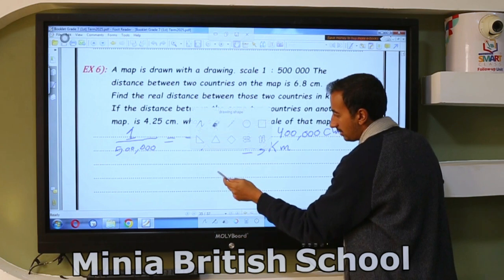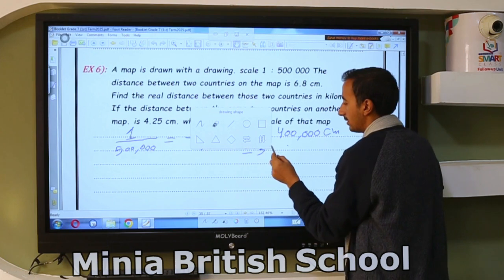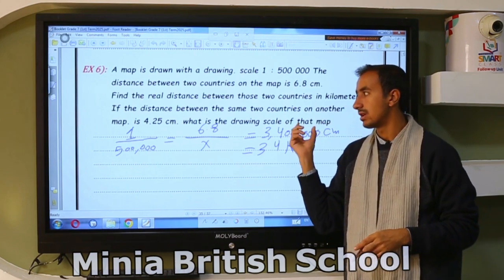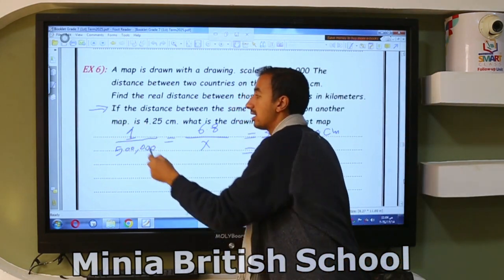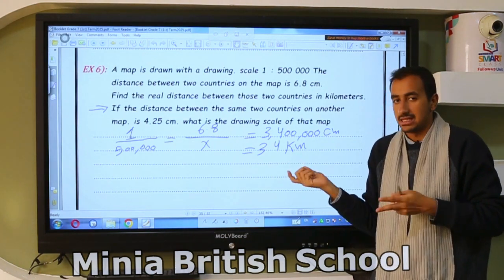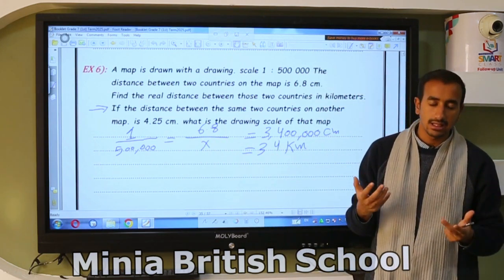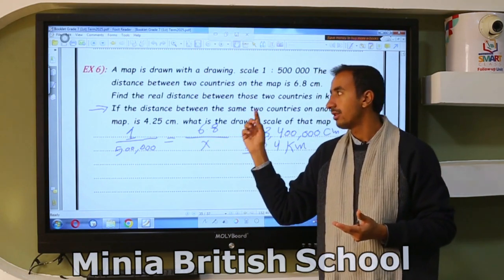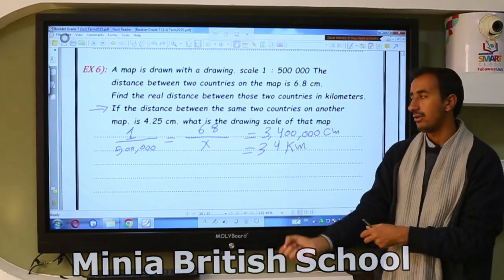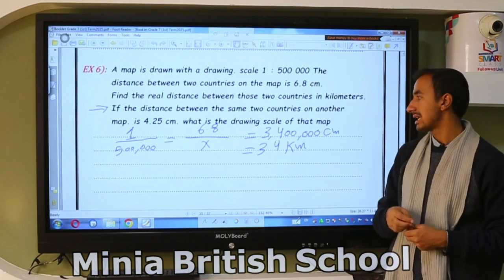It's equal 34 kilometer. 34 what? Kilometer. That's the real distance between these two countries. But the second point: the distance between the same countries is shown on another map, so the length in drawing is different from the first map. Here I have the length in drawing 4.25 centimeter and real length 34 kilometer. What is the drawing scale on this map?